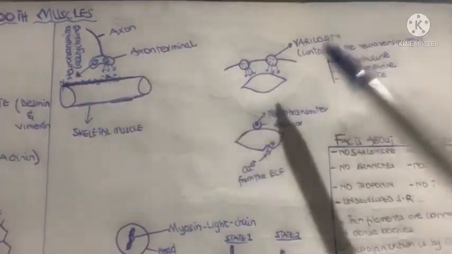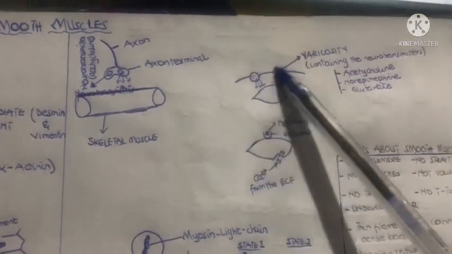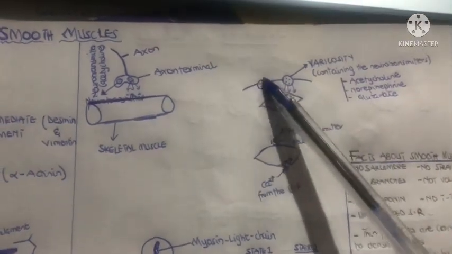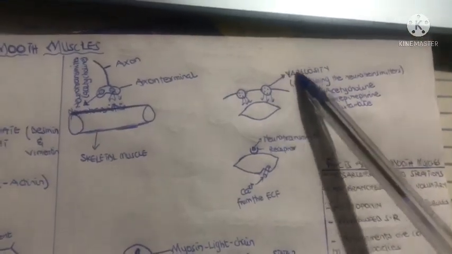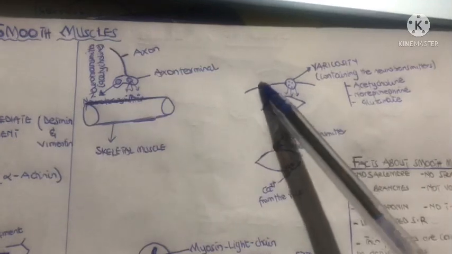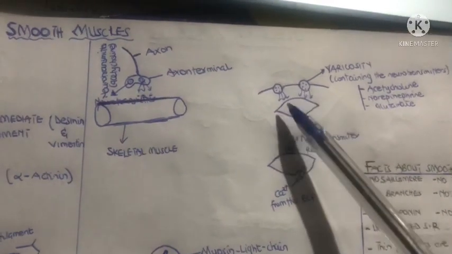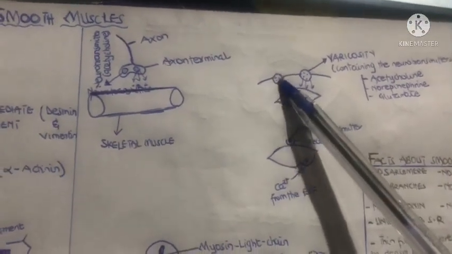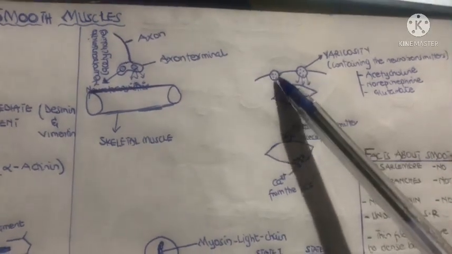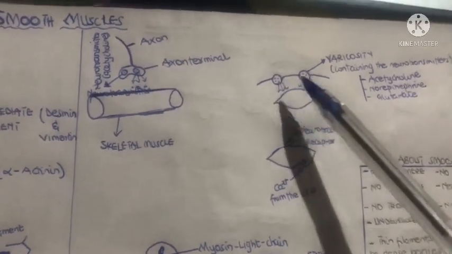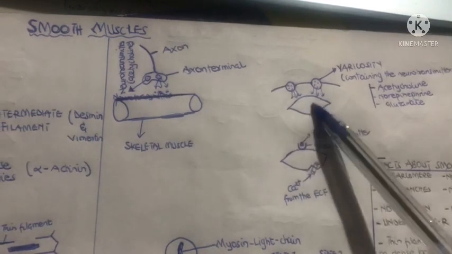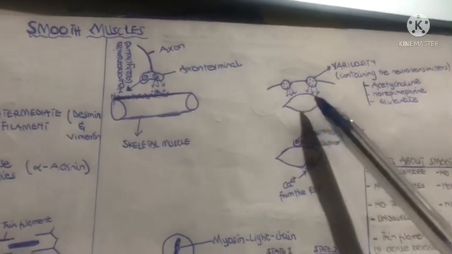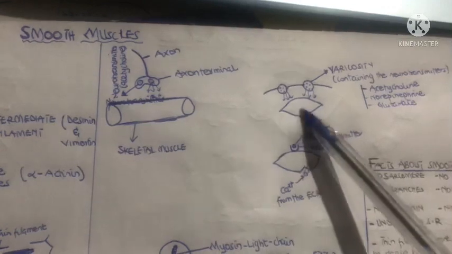But let's look at the smooth muscle. This is the axon, and on the axon we have these circle-like structures called varicosities. The varicosities contain the neurotransmitters, and they are the ones that release these neurotransmitters. The neurotransmitters bind to the receptors on the smooth muscles and cause their contraction, you understand?